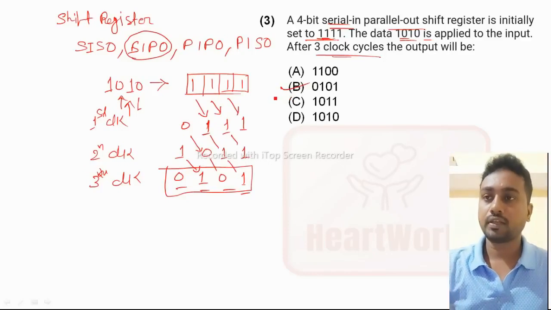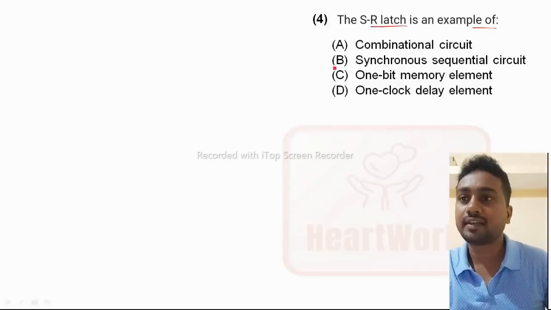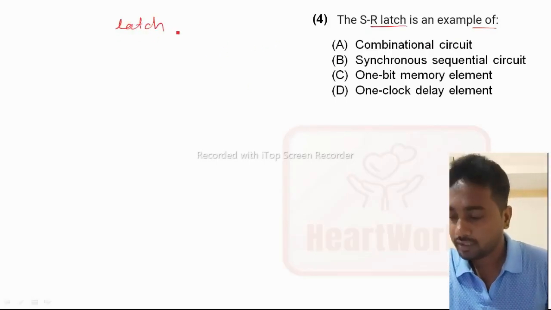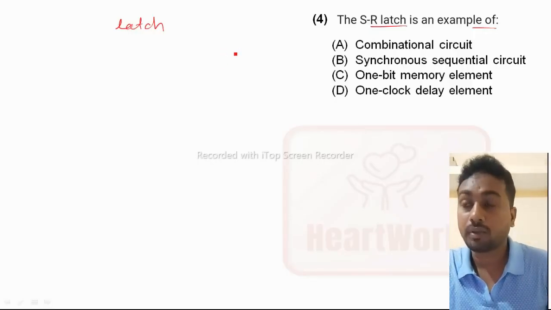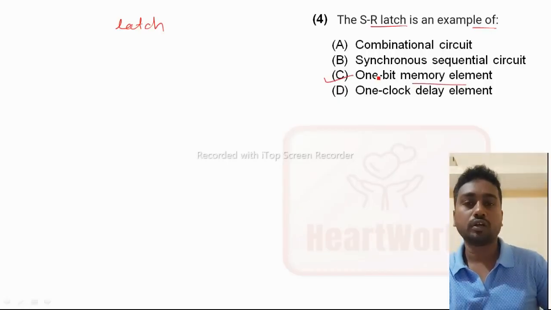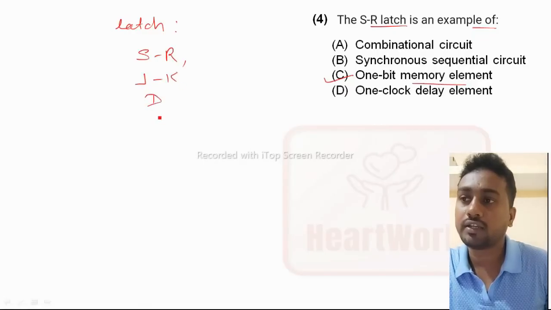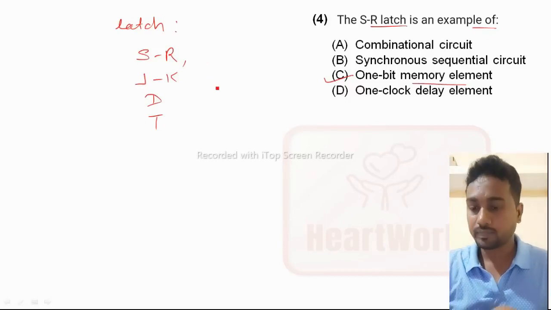Okay, next, the SR latch is an example of. Latch means what? Latch is a basic element which stores one bit of memory. For storing one bit we use latches. There are four types of latches: SR latch, JK latch, D latch, and T latch. These are the four types.